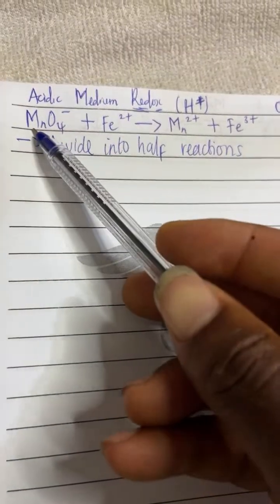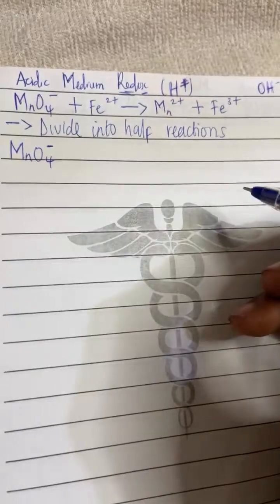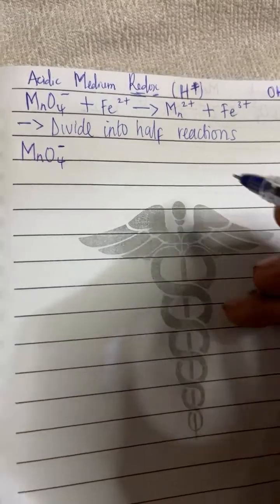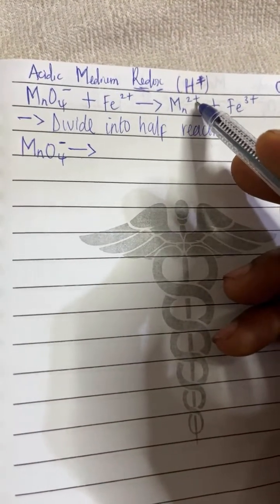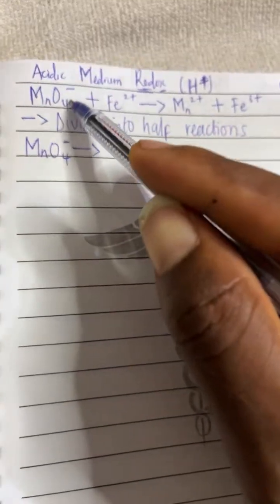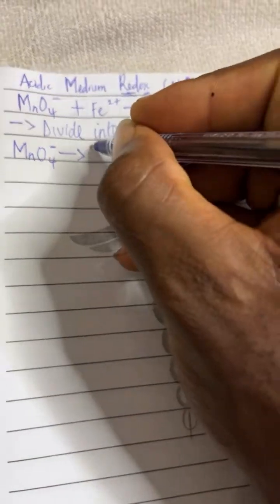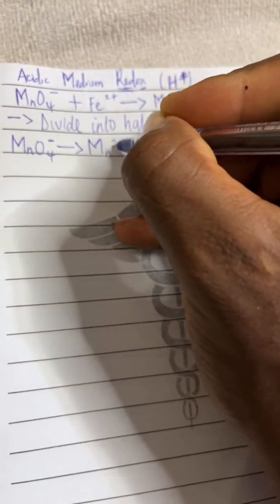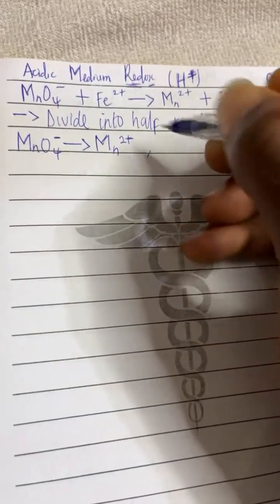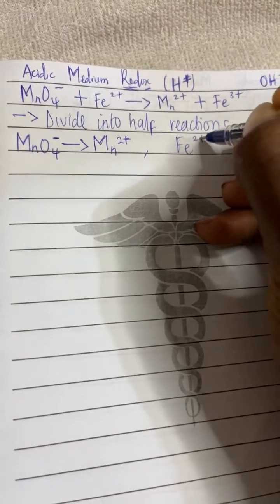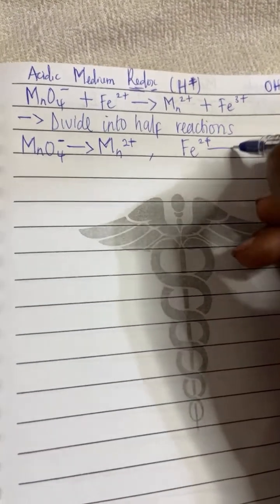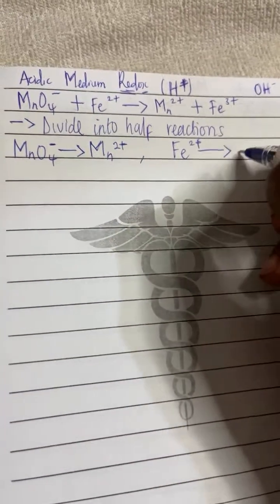So you see here we have MnO4 minus. You write your MnO4 minus, and it gave us what? MnO4 minus turned to what? Mn2 plus. MnO4 minus at the reactant side turns to Mn2 plus. We are dividing them into two half reactions. So our second half reaction is Fe2 plus, to give us what? To give us Fe3 plus.